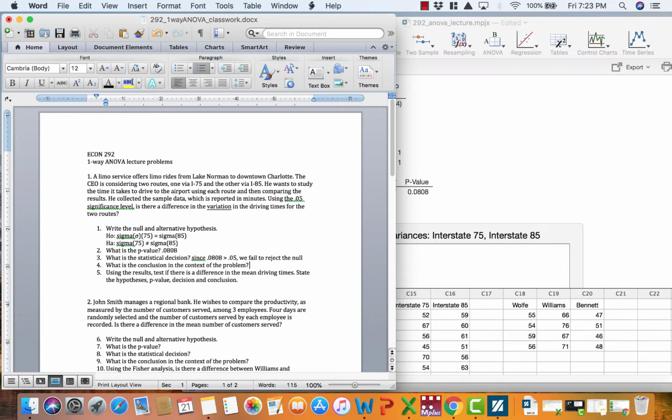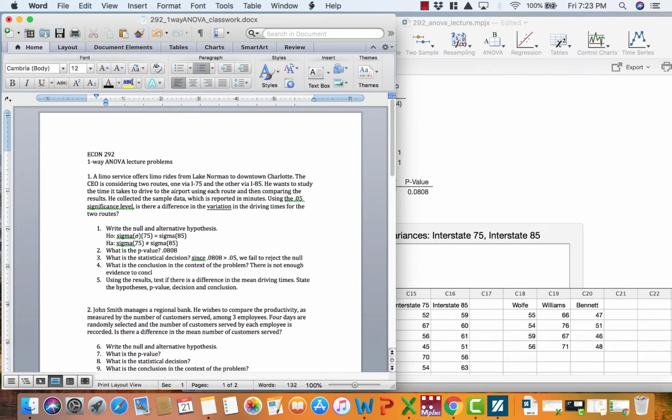What does it mean to fail to reject the null? There is not enough evidence to conclude the variances are different. Okay, so on the exam, as well as the quiz, potentially.